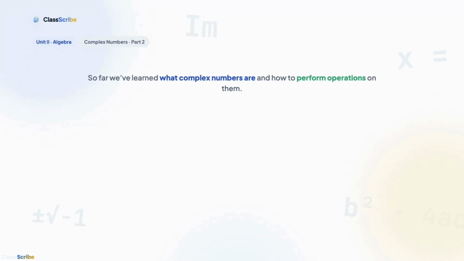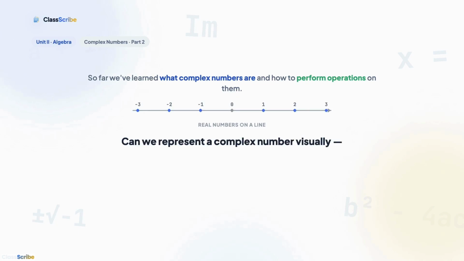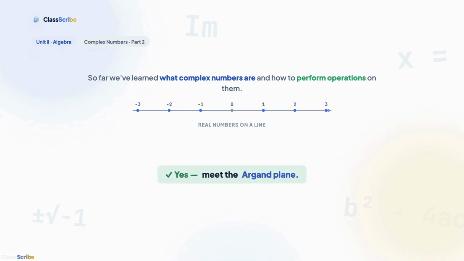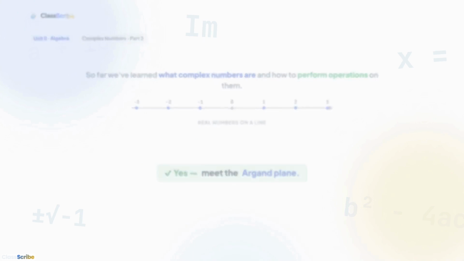So far, we've learned what complex numbers are and how to perform operations on them. Now let's answer an interesting question. Can we represent a complex number visually, just like we represent real numbers on a number line? The answer is yes, and that's where the Argand plane comes into the picture.